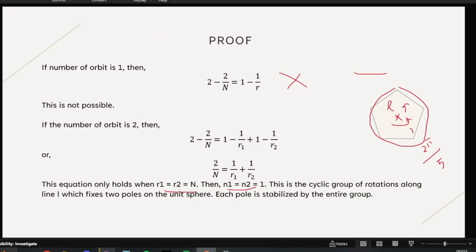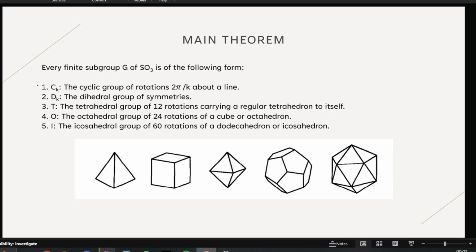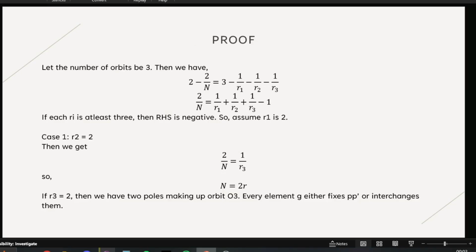So it is basically 2 poles, and these 2 poles are fixed by the entire unit sphere. That we can see that it is 1. So we have actually gotten our first class of the five items. So we have gotten CK, the cyclic group of rotations.